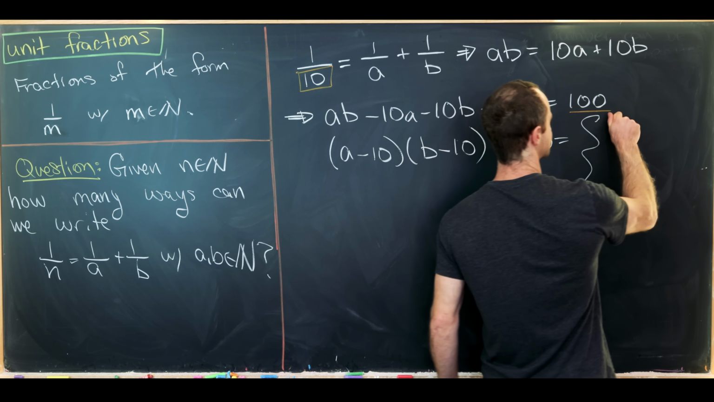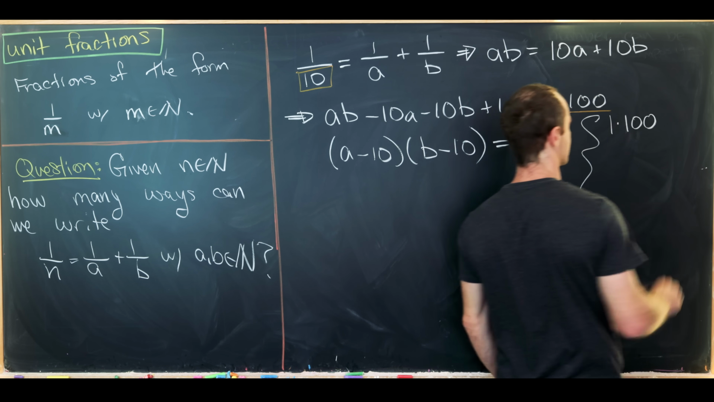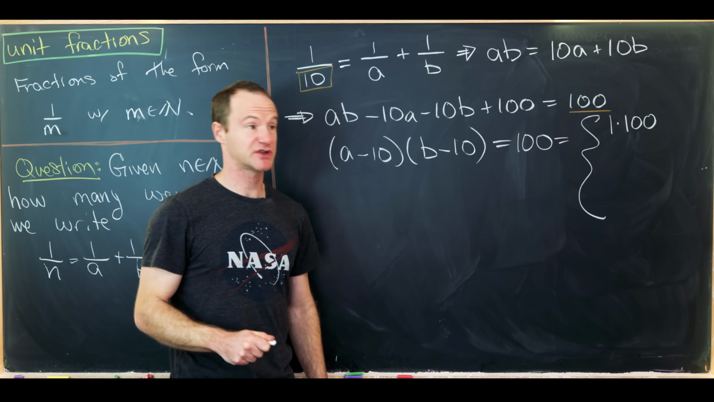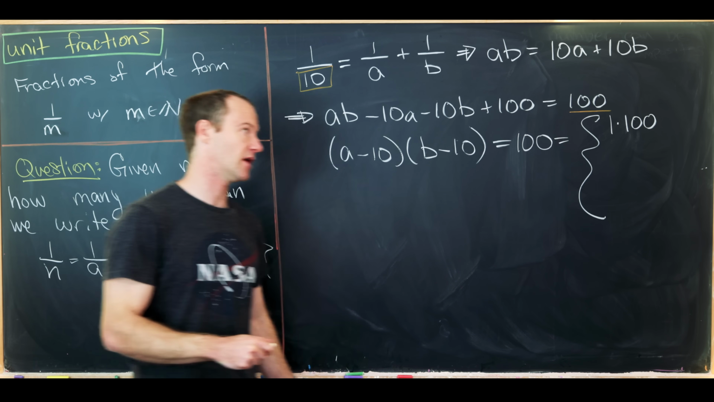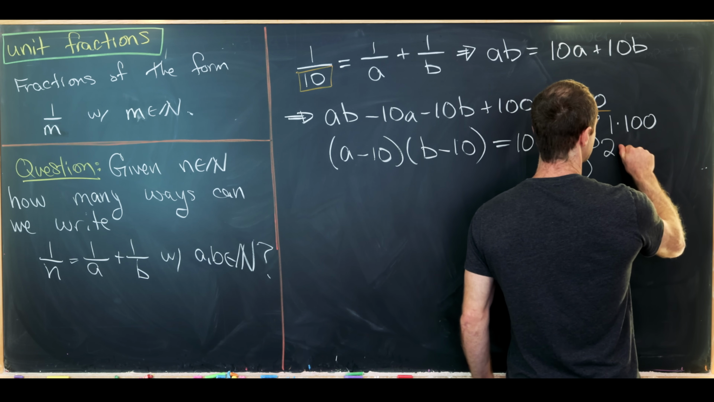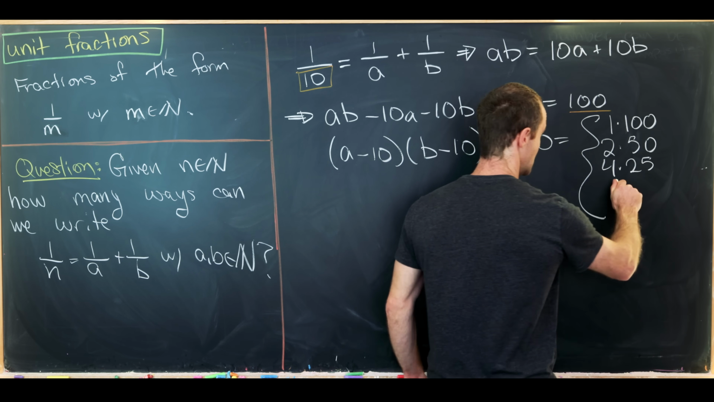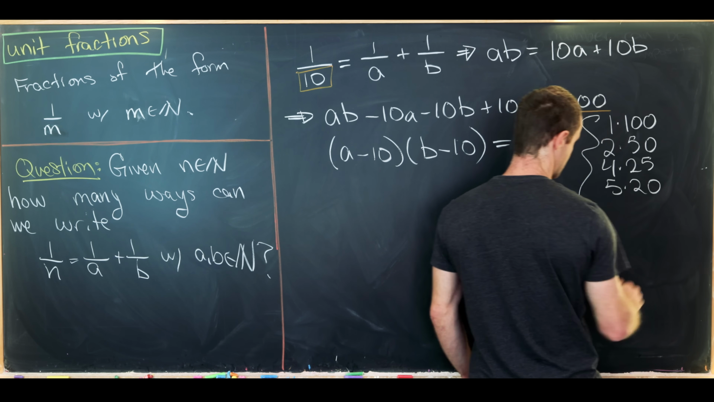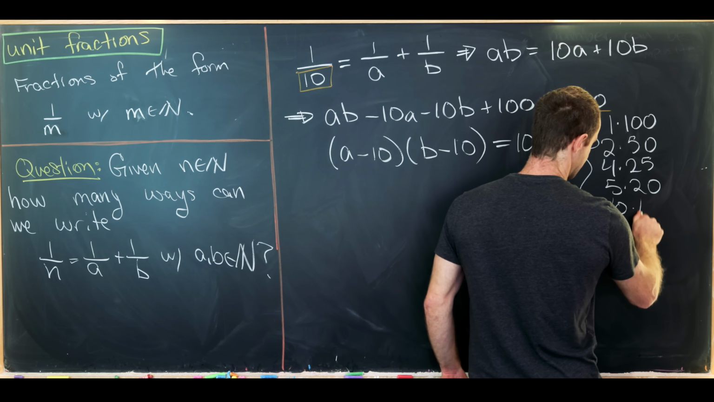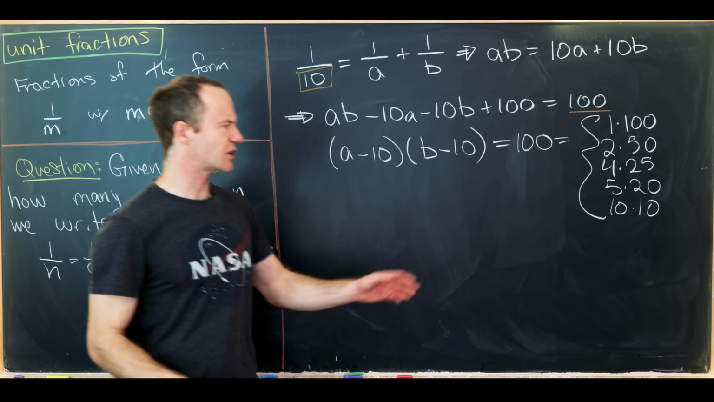So maybe we could first have 1 times 100. So that's not maybe super interesting, but that is most definitely a way to factor 100. We could have 2 times 50. We could have 4 times 25. We could have 5 times 20. Next, we could have 10 times 10, and then we would go back down.